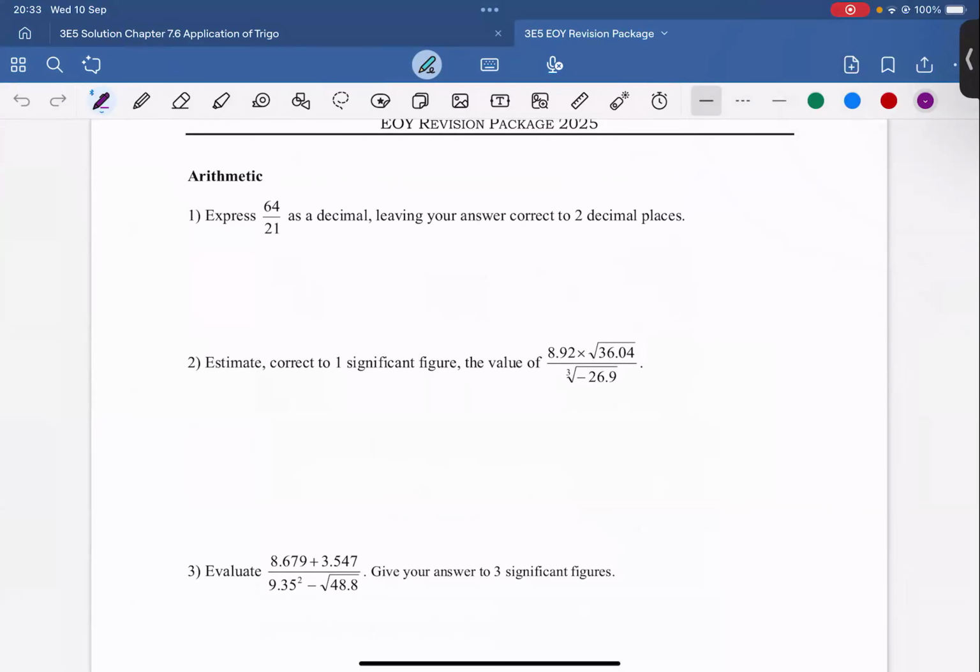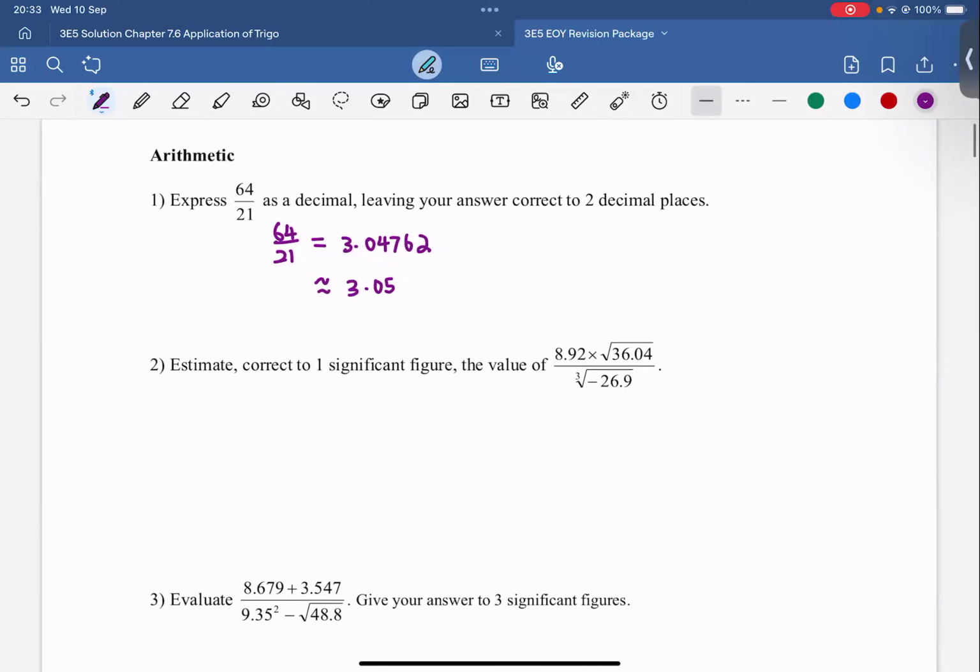Okay, starting shouldn't be any issue. Just press your calculator and divide to the correct significant figures based on what the question wants. So this is just equal to 3.04762. The question wants to leave it in two decimal places. So 3.05, should be pretty straightforward.